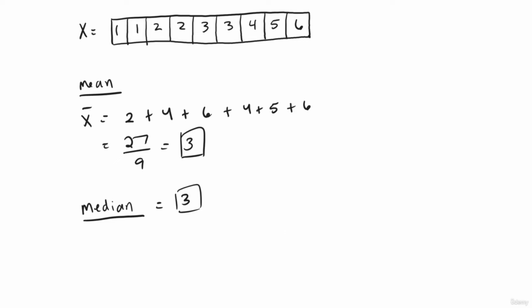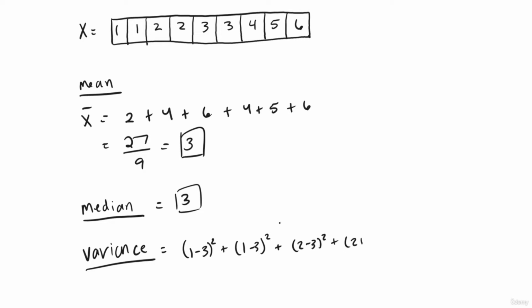And so the variance, remember, follows a formula where we take each observation, we subtract off the mean, and we square and sum that all up, and then we divide it by n. And so we're going to start with the 1s here. It's going to be 1 minus 3 squared plus 1 minus 3 squared, because 3 is the mean and 1s are these 2 observations. And then we're going to do 2 minus 3 squared plus 2 minus 3 squared.